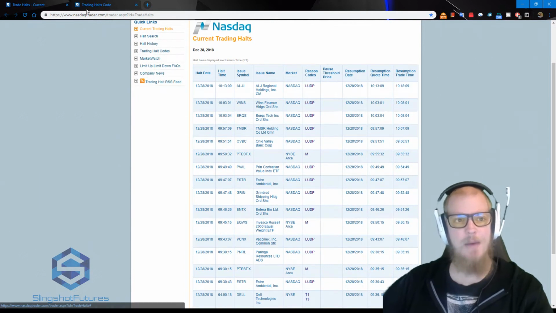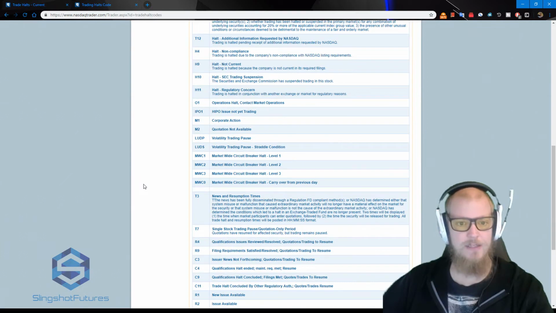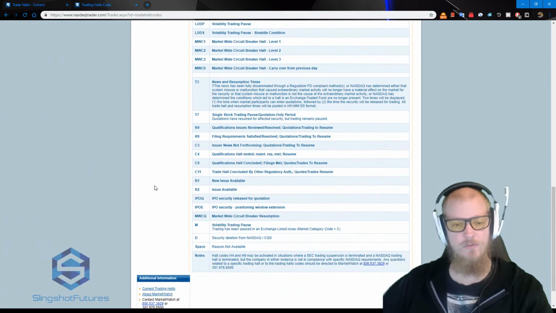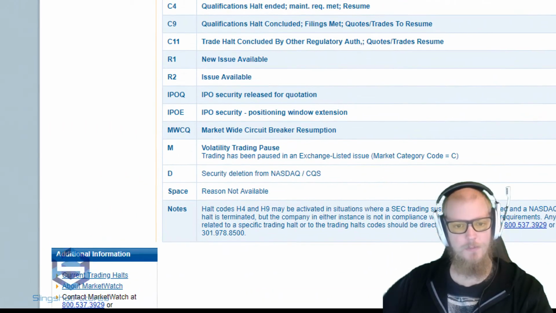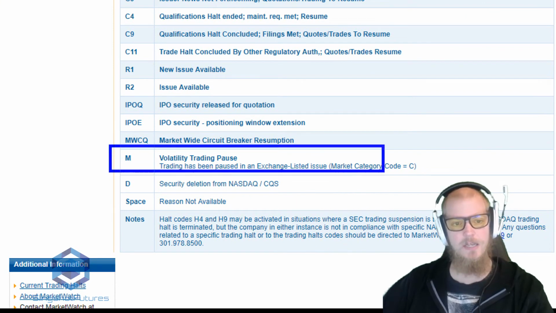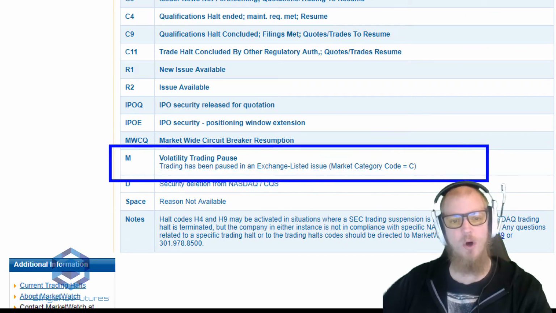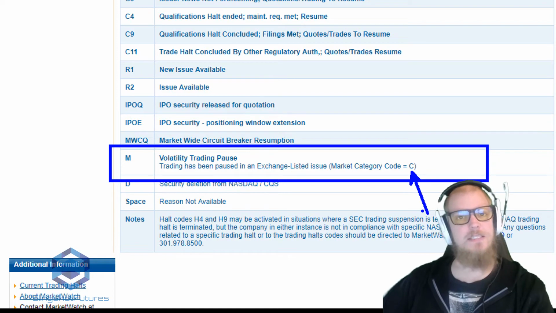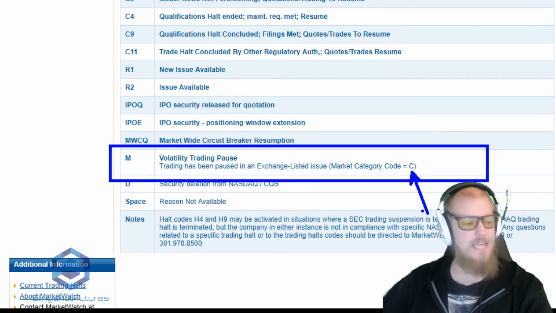Now, another one is an M halt, and that is another volatility-based halt. But if we scroll down, let's find the M. There we go. Right here. So the M volatility trading pause. This is trading that has been paused by an exchange-listed issue. Sometimes it'll give the market category code C. But this is another volatility halt that usually lasts 5 to 10 minutes.